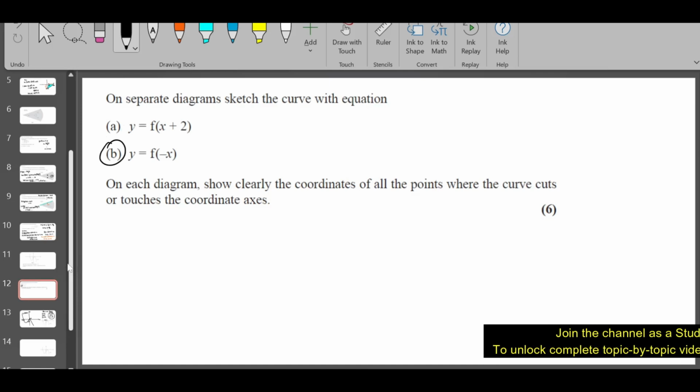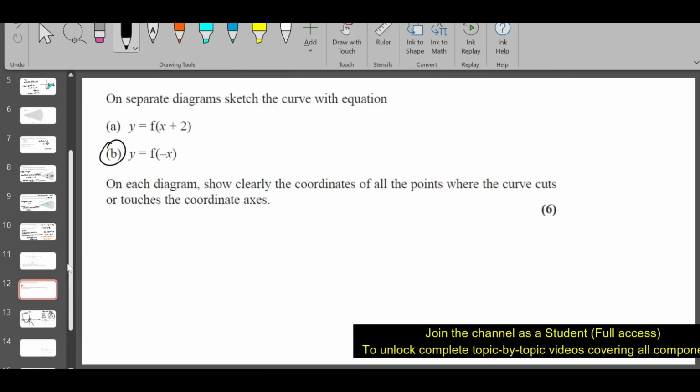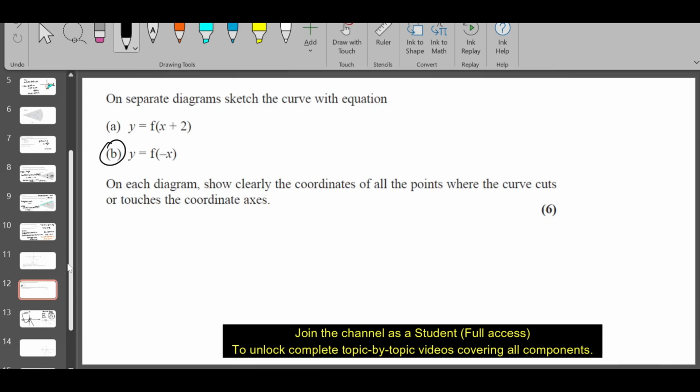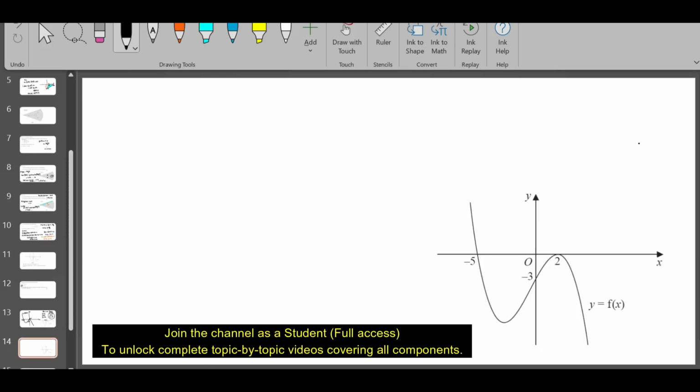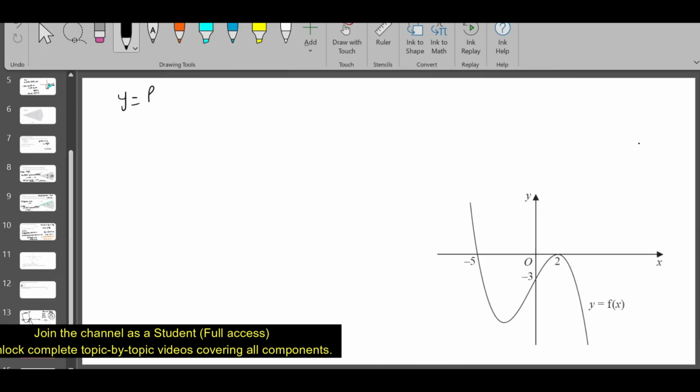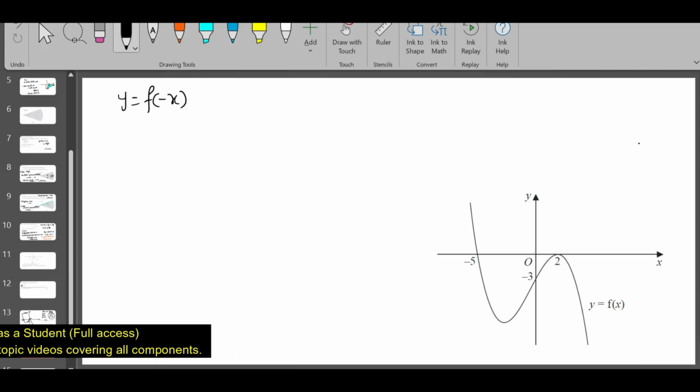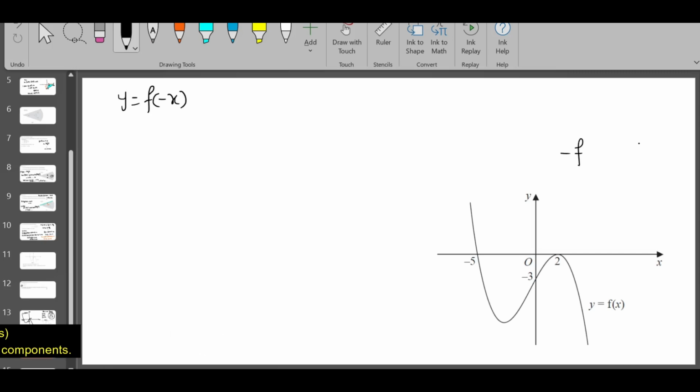Now for the second graph, I'm not going to transform the point first. First, I'm going to sketch the graph straight away. So we need to sketch y is equal to f of minus x. Okay, there are two graphs. If it's minus f of x, you have to flip the graph this way. It's a reflection over the x-axis. But it's f of minus x, so you need to flip the graph this way. So that's what I'm going to do.